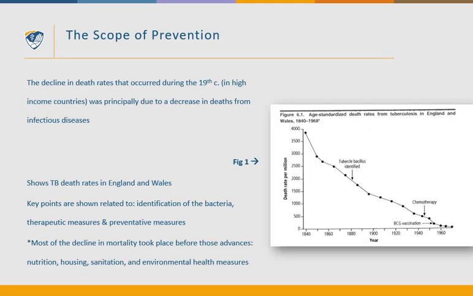I'm not going to read through these here, but we're talking about chronic non-communicable diseases. The decline in death rates that occurred during the 19th century in high-income countries was principally due to a decrease in deaths from infectious diseases. So that makes sense. As we got better with knowing the science behind things, we could identify those particular pathogens, how they might affect the body, where they might come from, and then ultimately figure out treatments.